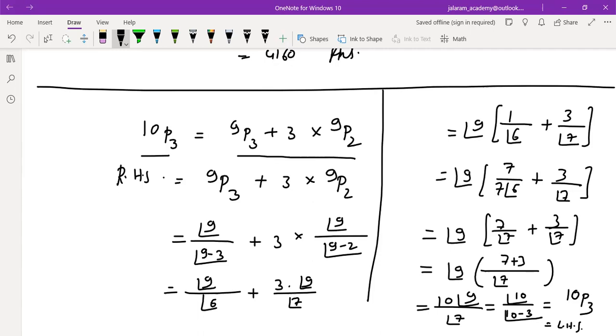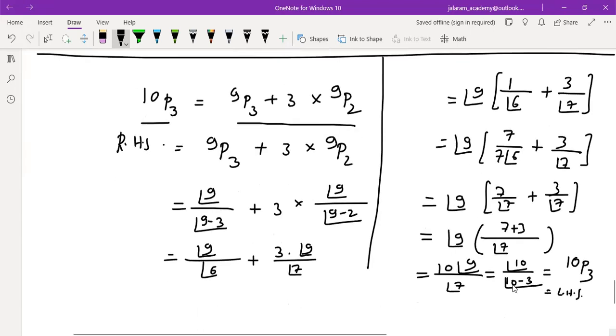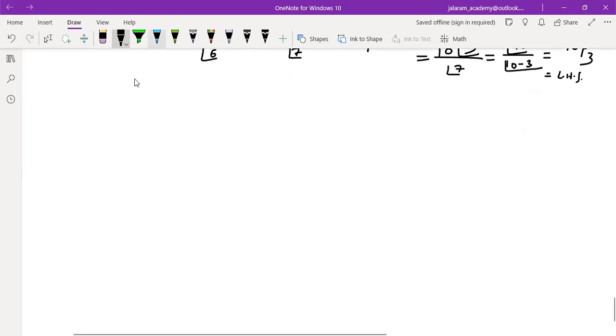Similarly, solve the other questions from your books and ask your doubts in the next session. We will discuss those doubts.